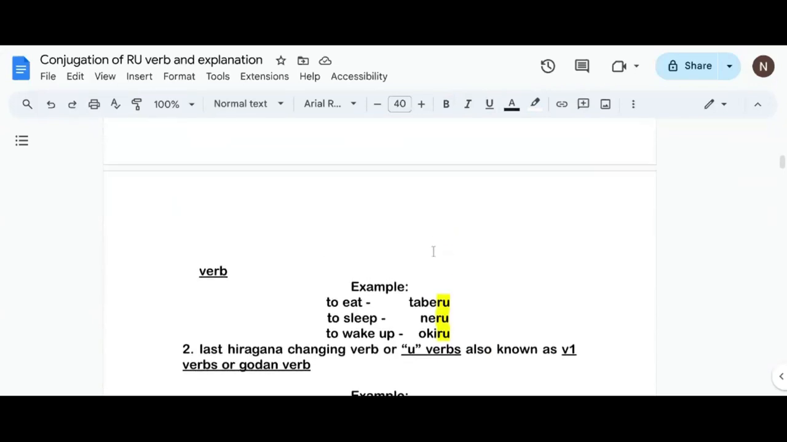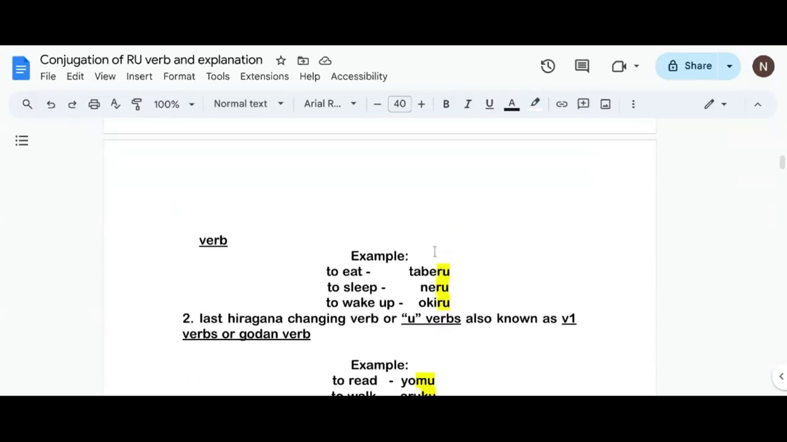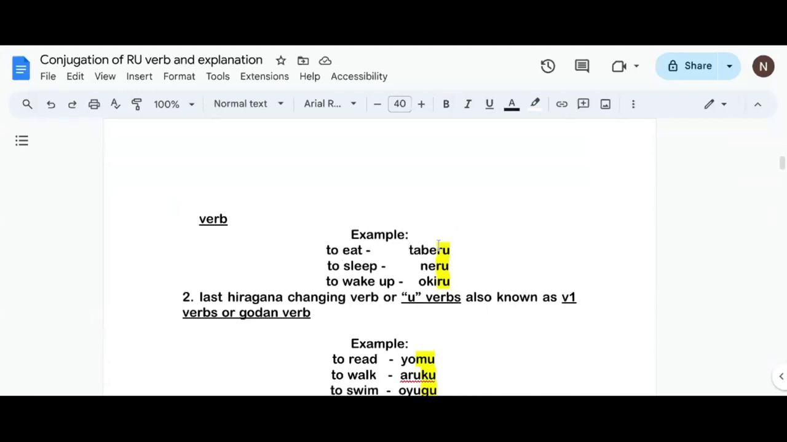So we call this the ru verb. To eat is taberu. To sleep is neru. To wake up is okiru. And these verbs, you can find in a Japanese dictionary. This is their plain form or their dictionary form. I highlighted the ru so that you would know this ends in ru. Okay, ru.